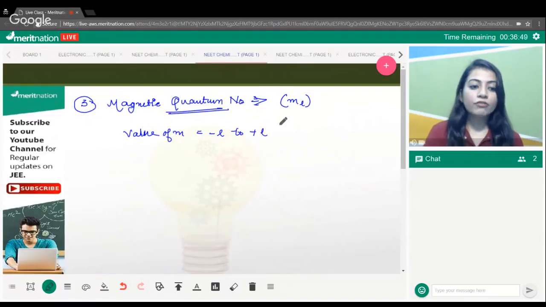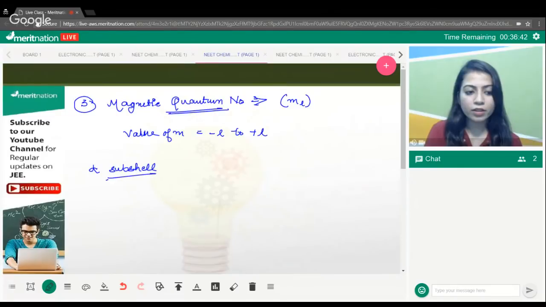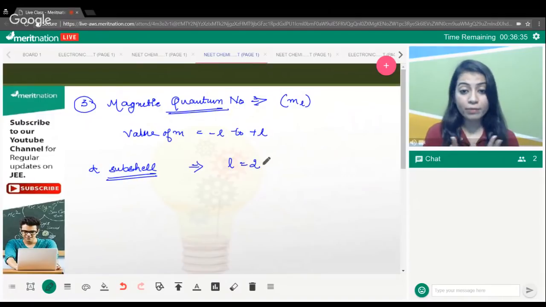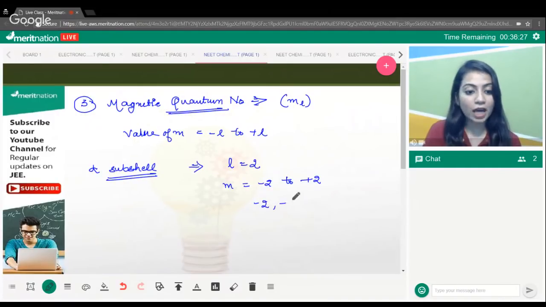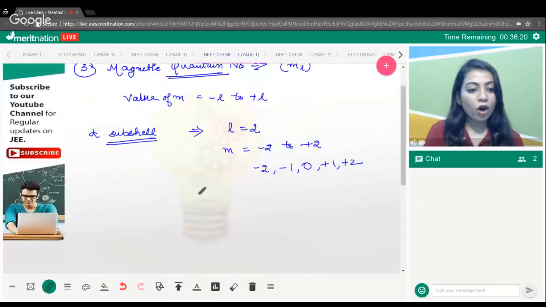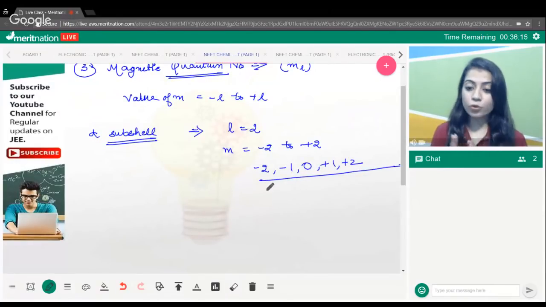All right. For example, if we have a d subshell, the value of l will be what? The value of l will be 2, right? So the value of m can be what? m can lie between minus 2 to plus 2. That means it can be minus 2, minus 1, 0, plus 1, and plus 2. All these values can be there. All right, so this is all about magnetic quantum number.